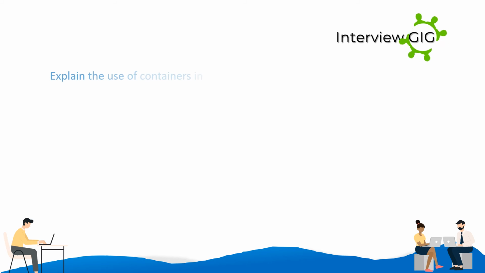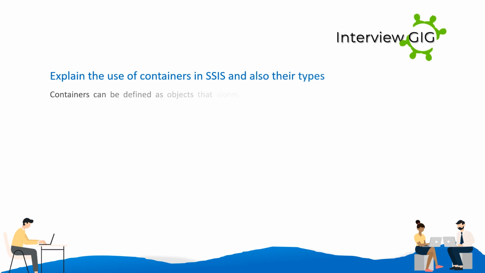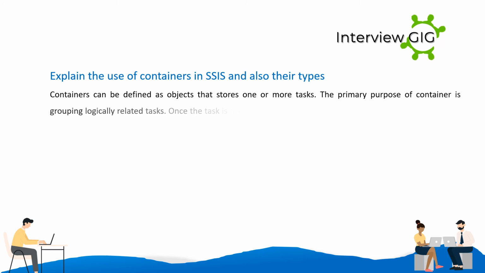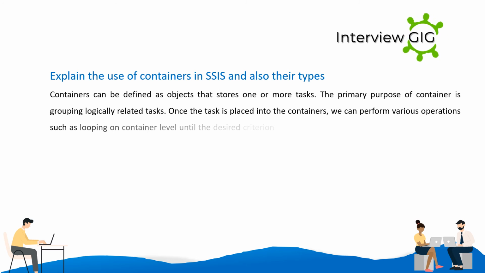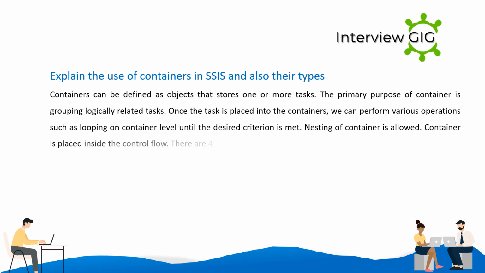Explain the use of containers in SSIS and also their types. Containers can be defined as objects that store one or more tasks. The primary purpose of a container is grouping logically related tasks. Once the tasks are placed into the containers, we can perform various operations such as looping on container level until the desired criterion is met. Nesting of containers is allowed. A container is placed inside the control flow.